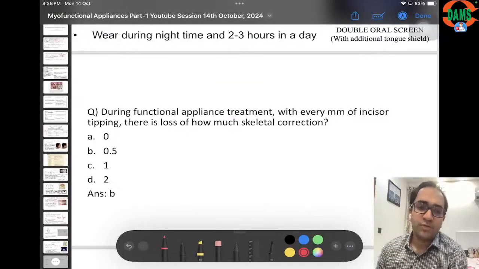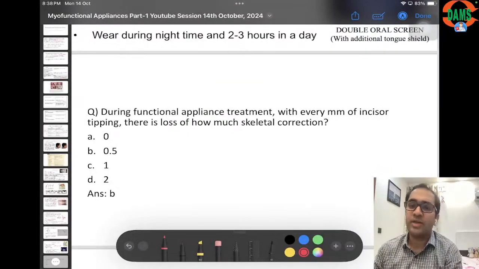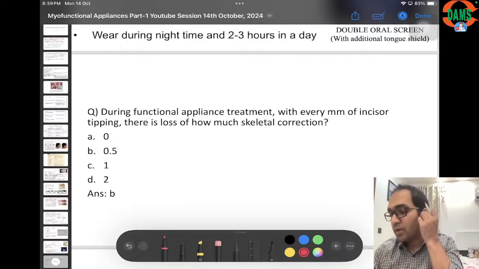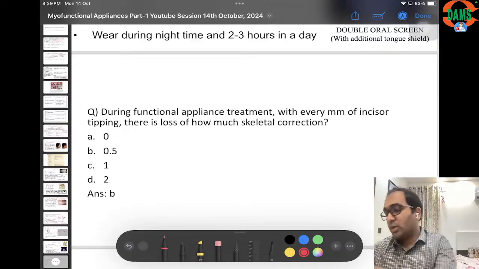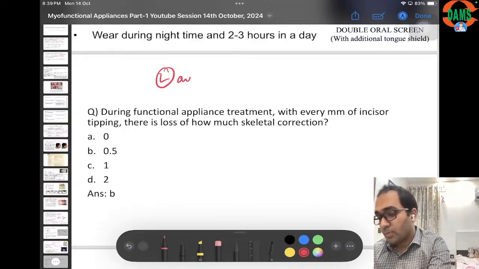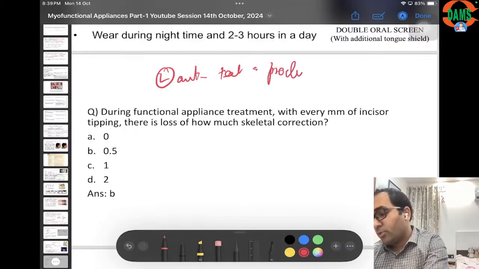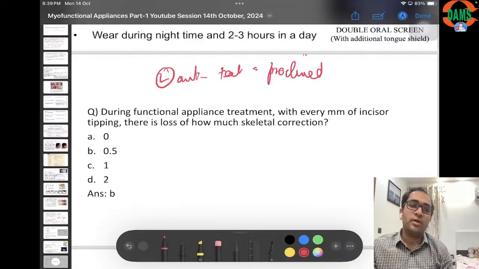Next, again a question important for exam. During functional appliance treatment, with every mm of incisor tipping, there is loss of how much skeletal correction? So what does it mean? I've already told you. Functional appliance therapy से क्या होता है? The lower incisors, teeth get proclined due to the mesializing action on the dental structure.